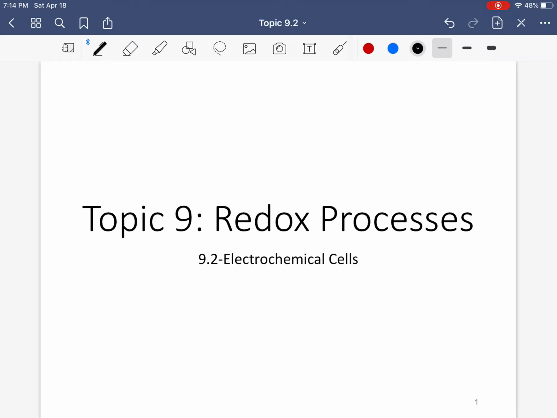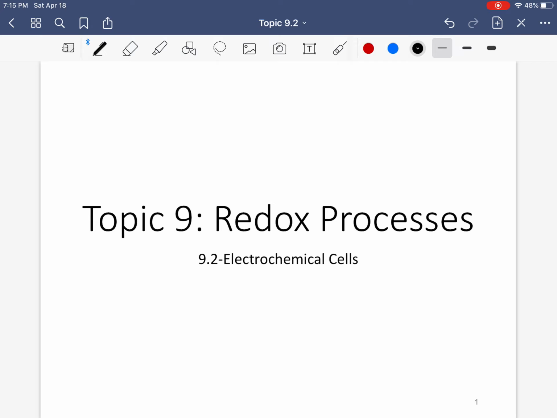So after learning about 9.1 on redox reaction, we learned how to balance redox reaction under acidic and basic conditions. We learned about redox titration. We learned about the Winkler method. Now for 9.2, what we're really doing is putting what we learned in 9.1 into practical use.